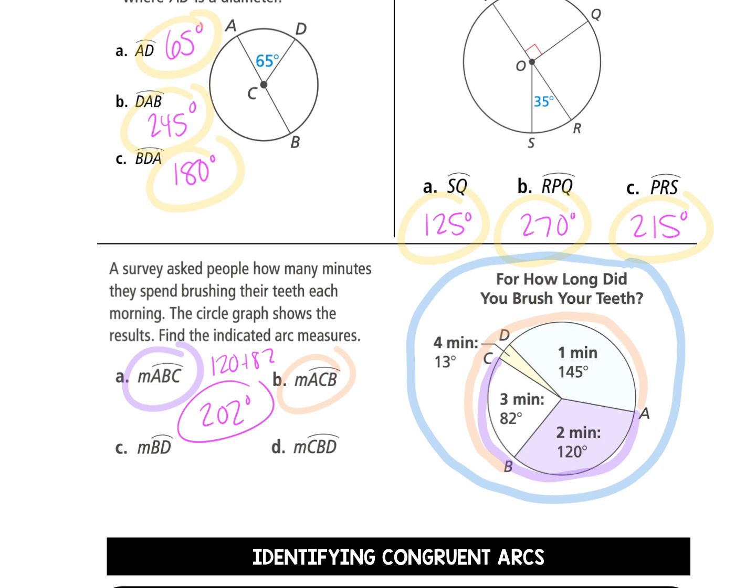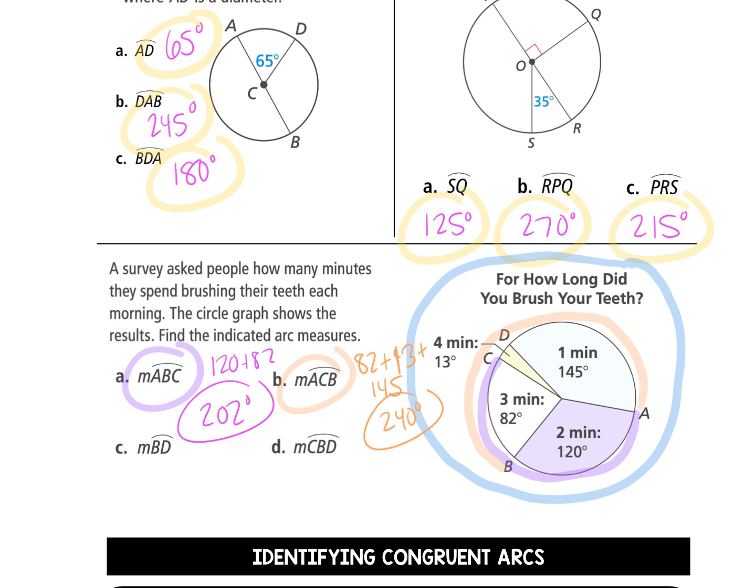So we're going to take 82 plus, sorry, I have the wrong number there. 82 plus 13 is 95 plus 145 degrees. You should end up getting 240 degrees for that one when you add all its portions together.